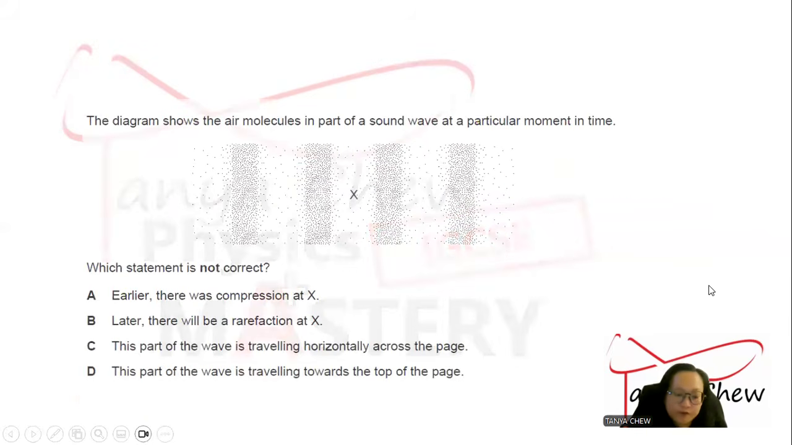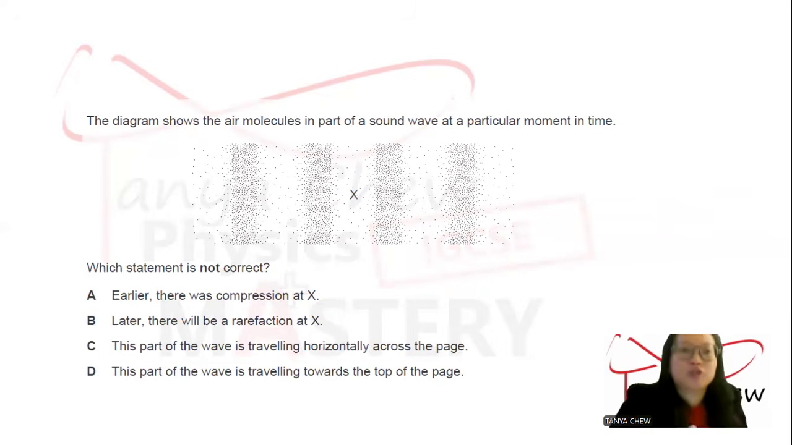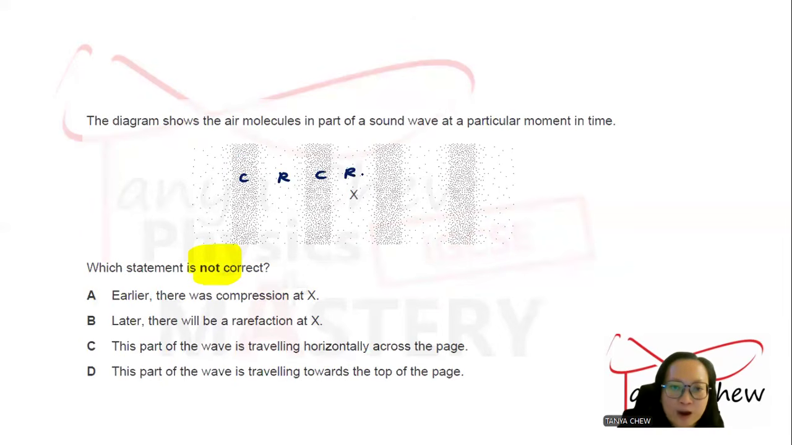So I test you with one of the questions here. The diagram shows the air molecules in part of a sound wave at a particular moment in time. Which statement is not correct? Remember the "not correct". A sound wave consists of a series of compression, rarefaction, compression, rarefaction.